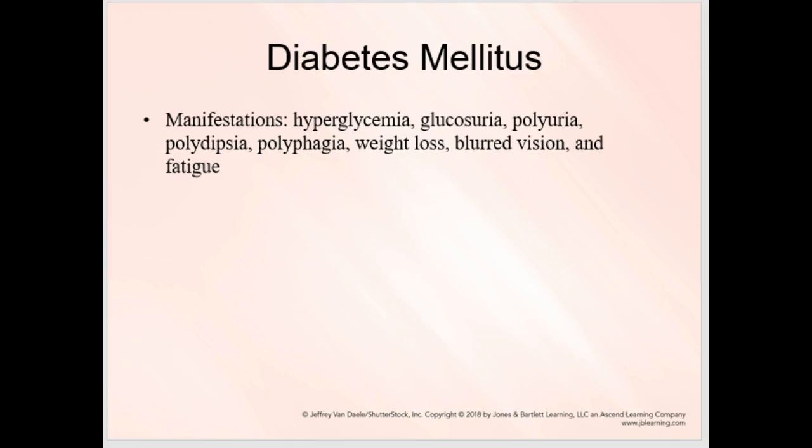So blurred vision and fatigue are all signs and symptoms as well, because you're not having that proper usage of the glucose and you're exhausted because you're not creating energy, and weight loss because you're also not using that glucose to get into the cells to be used. You're just dumping it. You're dumping a lot of fluid and you're creating a lot of weight loss that way as well. So many issues from diabetes.